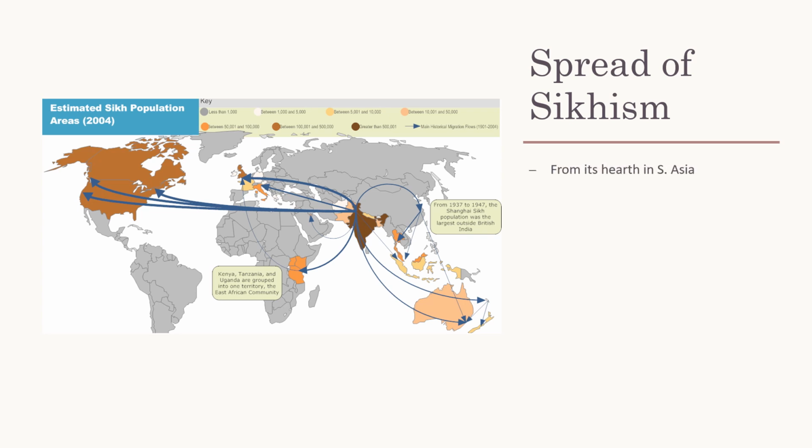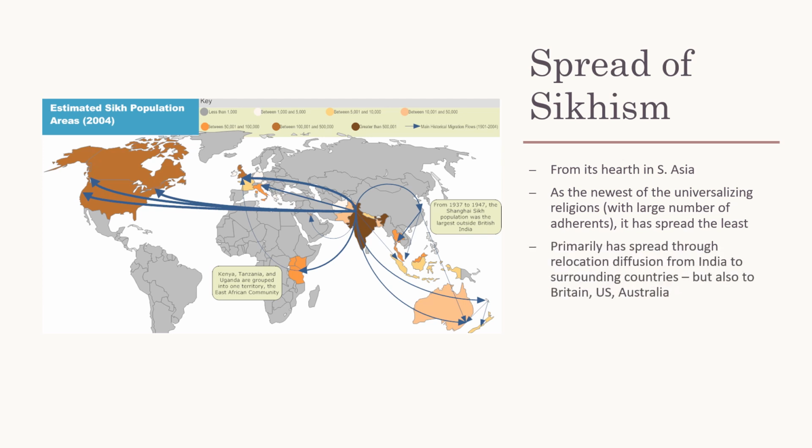Sikhism is one of the newer universalizing religions compared to those other three. And so it hasn't spread as much as the other three have, right? It has primarily spread through relocation diffusion into surrounding countries, right? It started in South Asia and in northern portions of India. We can see relocation diffusion spread through Southeast Asia, right? We have some portions in East Africa, here in the United States and Canada.